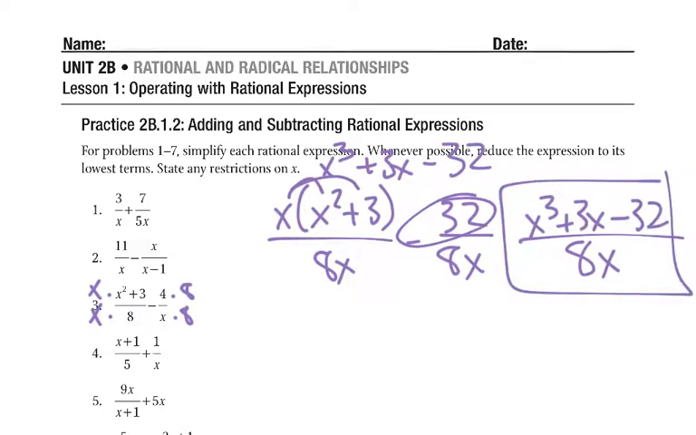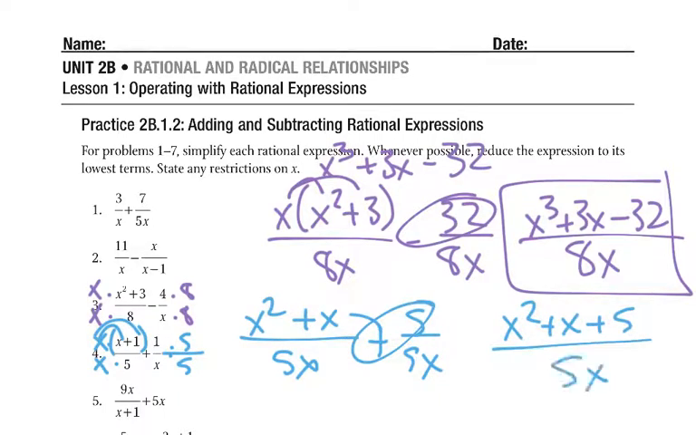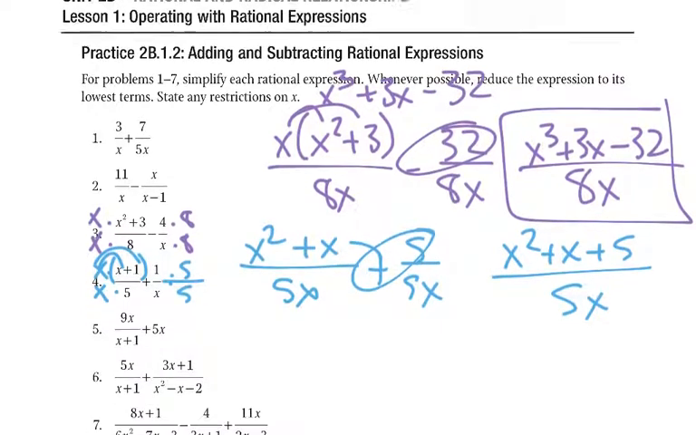Number 4, we treat the same way. Times this side by x. So x times x is x squared. X times 1 is x over 5x plus times this side by 5. 5 times 1 is 5 over 5x. So we just kind of tack that onto the end there and get x squared plus x plus 5 over 5x. Sometimes you may end up having a like term, and so you could do more with that.